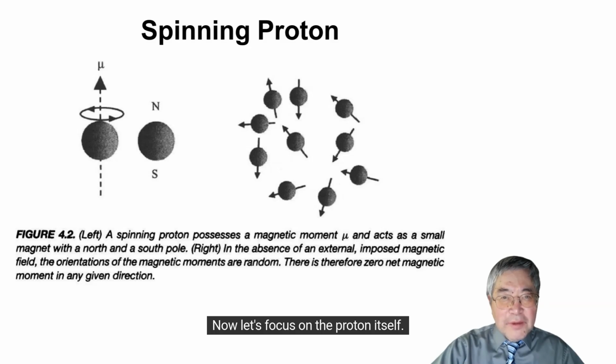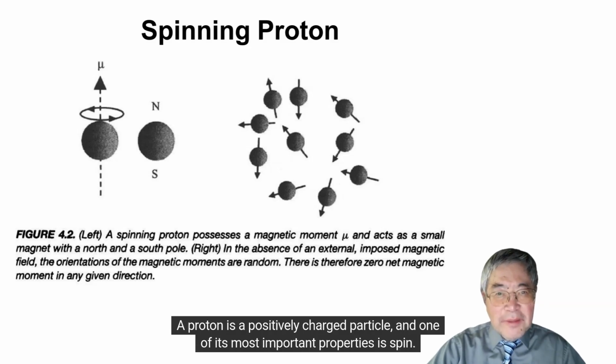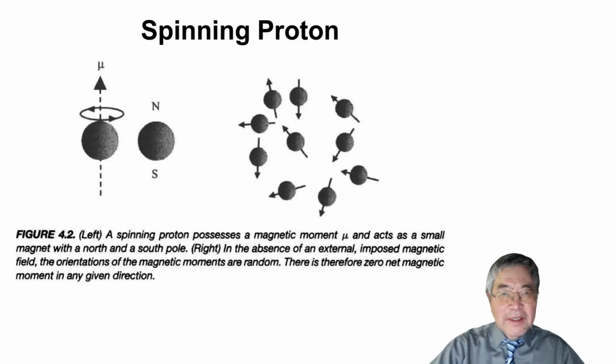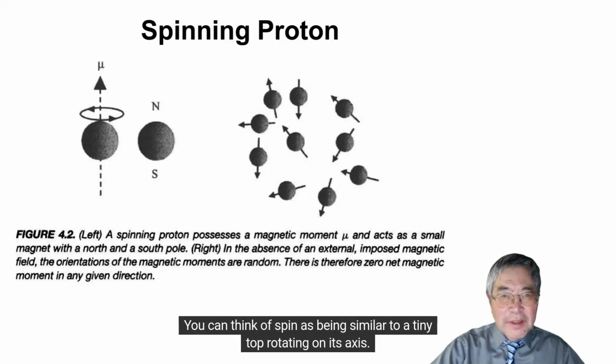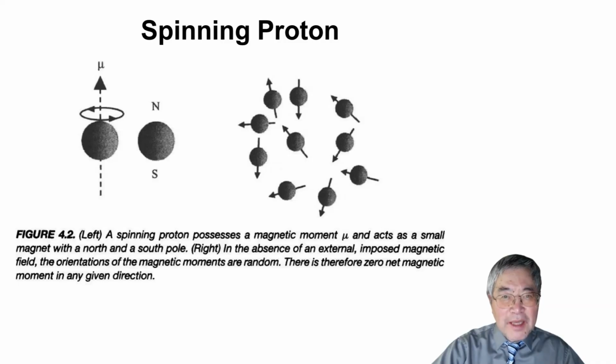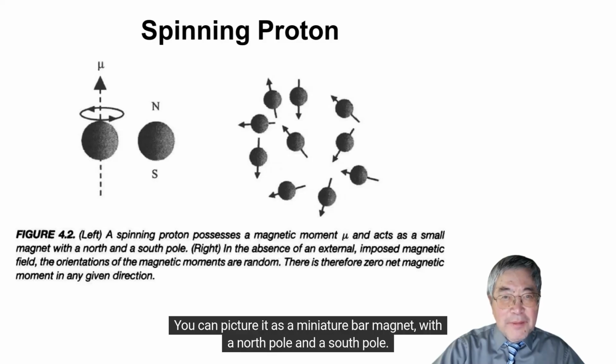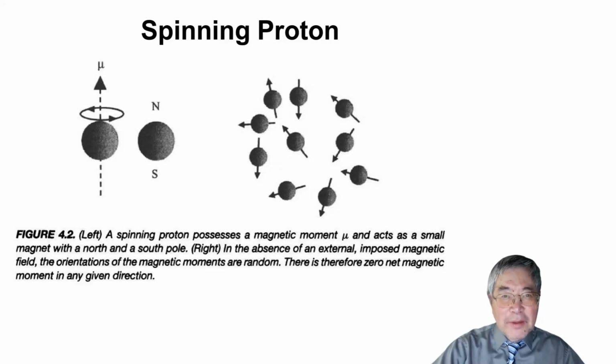Now let's focus on the proton itself. A proton is a positively charged particle, and one of its most important properties is spin. You can think of spin as being similar to a tiny top rotating on its axis. Because the proton is both spinning and charged, it behaves like a little current loop, and any current loop produces a magnetic field. This is why we say a spinning proton has a magnetic moment. You can picture it as a miniature bar magnet with a north pole and a south pole.